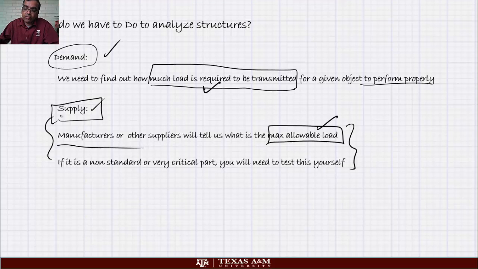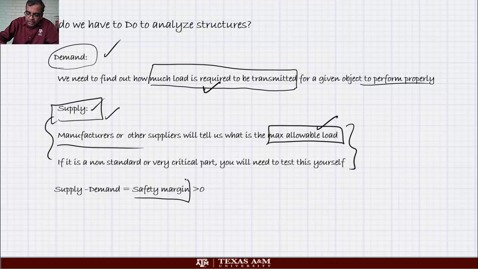Okay, right now we are just going to do just this part where we are going to look at the demand, and then supply will be given to us and we can compare and see what happens. Okay, and then the difference between supply and demand is called safety margin. How much do you have left? And that had better be greater than 0.